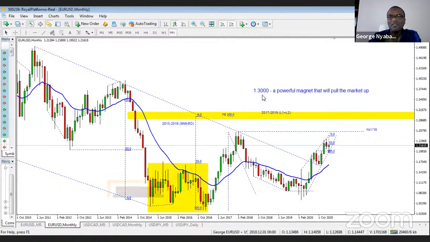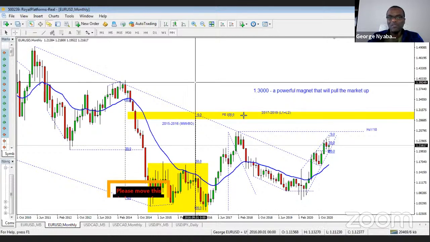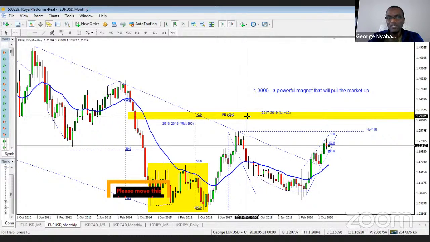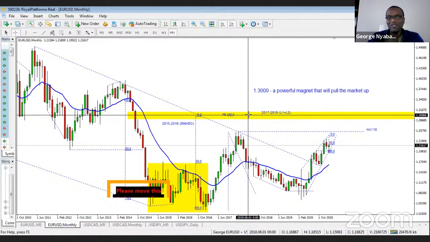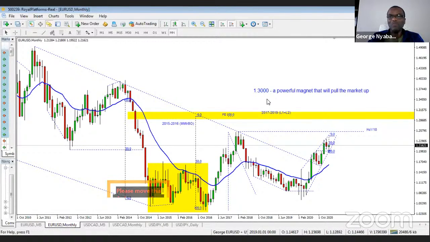I've made a note here that 1.3 is a potential powerful magnet that will pull the market up. Now, why would I say 1.3 is? Because 1.3 is somewhere within this zone, in the middle of that yellow rectangle that I have. The reason I'm saying it's a powerful magnet that is likely to pull the market up, which I just have to bear at the back of my mind, because again, it's a monthly time frame. It's pretty far away from daily charts, but that level, that round number is significant. The reason it's significant is this.